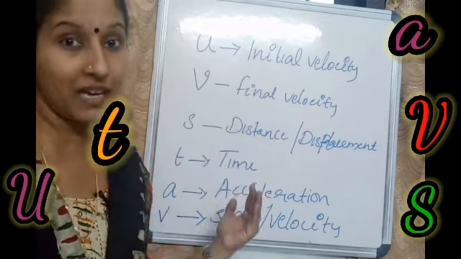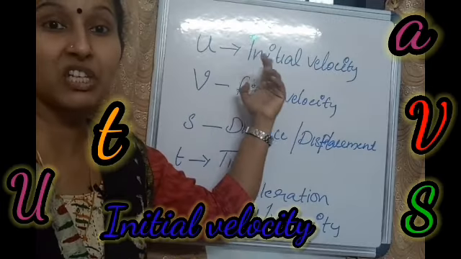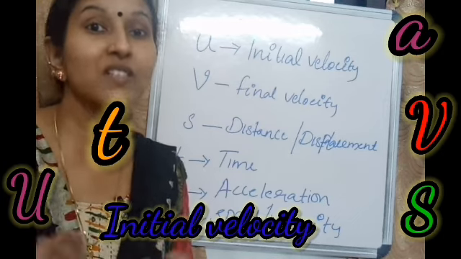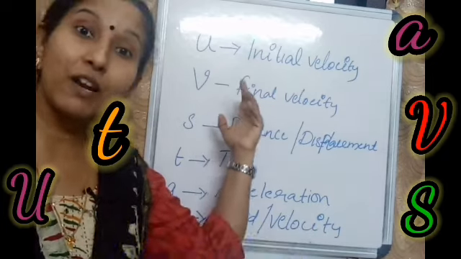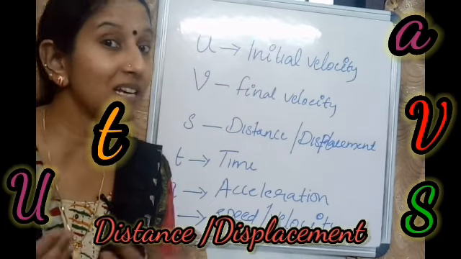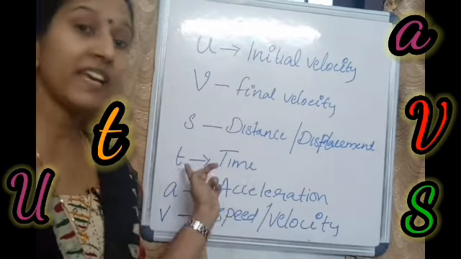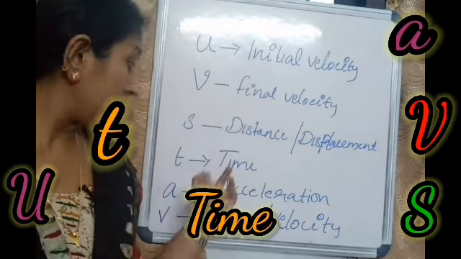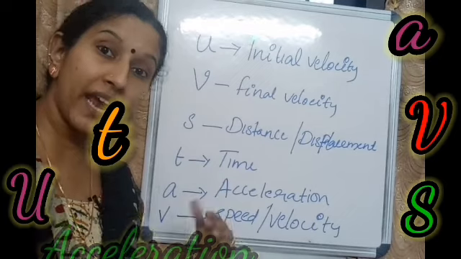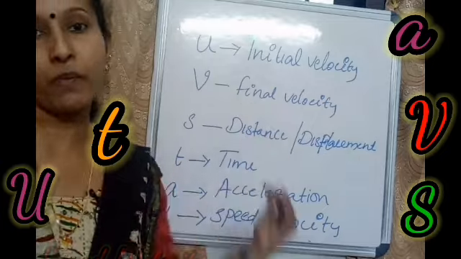So just like in mathematics, in physics also we have some variables, like u stands for initial velocity. What is initial velocity? Starting velocity. And v is the final velocity, ending velocity. And s, distance. We already discussed distance and displacement, right? So which symbol can we use for distance? Yes. And t, that is familiar to you. t is the time and a is the acceleration. We will discuss it in our coming classes. And v again is speed or velocity. Okay. So these are very important for you. Keep it in your mind.